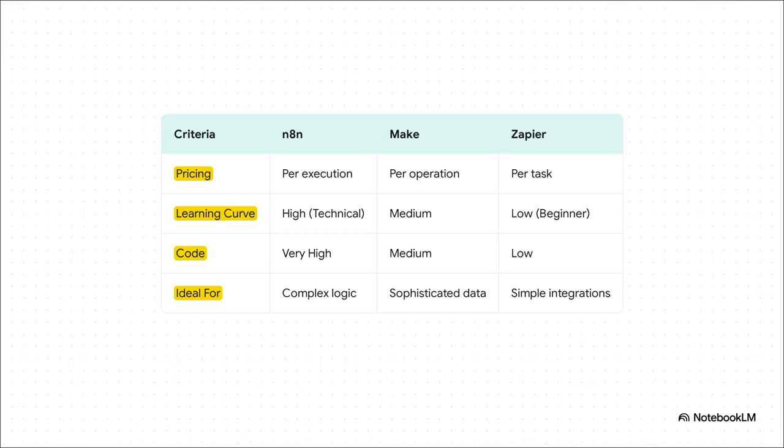So where does n8n fit in the grand scheme of things? This chart says it all, really. You've got Zapier, which is the king of simplicity. You've got Make, which is a great middle ground with some advanced logic. And then you have n8n, which is unapologetically built for technical folks who crave that deep customization and power.